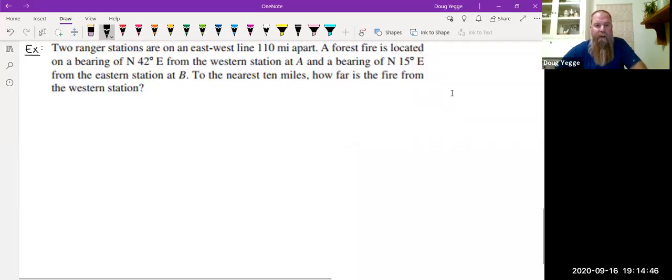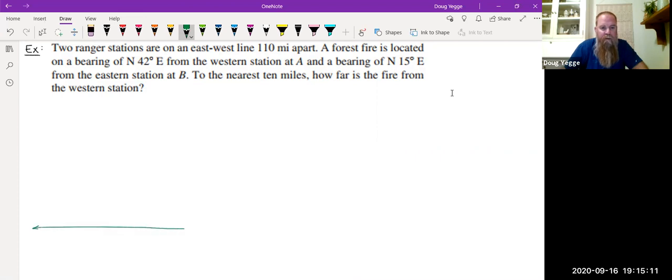Taking a look at an example now, we can see that in an application problem, the most important task is to draw an accurate diagram. So let's start by reading it carefully and trying to come up with a visual of what's going on. So two ranger stations are on an east-west line 100 miles apart. Well, the first thing I would start with is to realize that an east-west line would look something like this. And so we know that there's going to be one ranger station, we'll call that the one on the west, and another ranger station, we'll call that the one on the east. And we should realize that that is 110 miles apart.